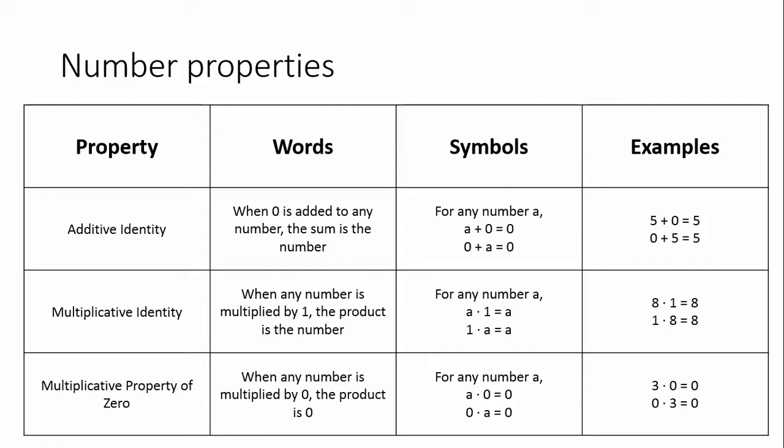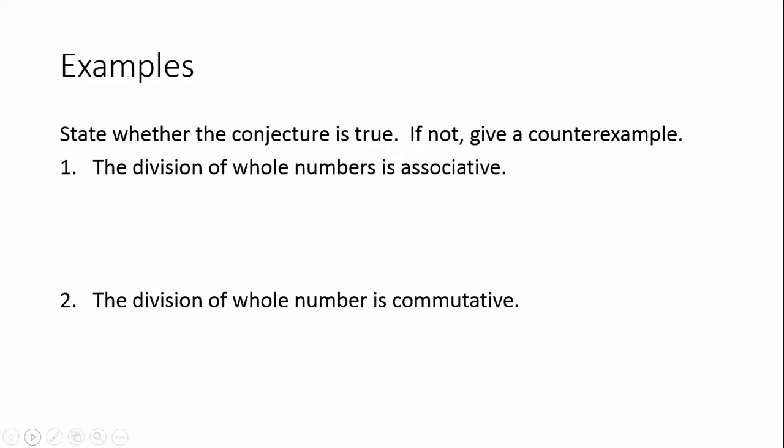I think next we're going to look at some examples. Oh, we're going to talk about conjectures first. So state whether the conjecture is true. If not, give a counterexample. It says that the division of whole numbers is associative. Remember that associative means you can group things any way you like.